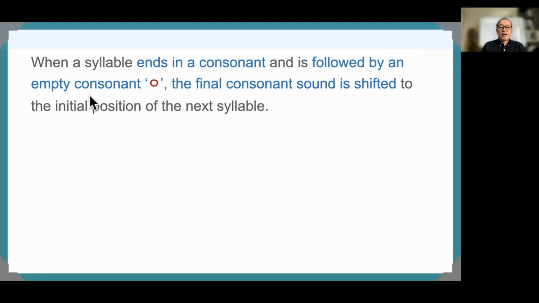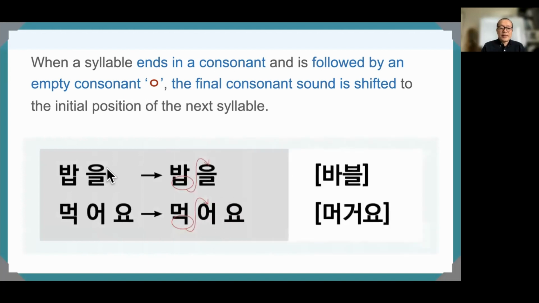Please take a look at this rule. When a syllable ends in a consonant and is followed by an empty consonant, this one, the final consonant sound is shifted to the initial position of the next syllable. What does this mean? Please take a look at here. I think you can read this one now.